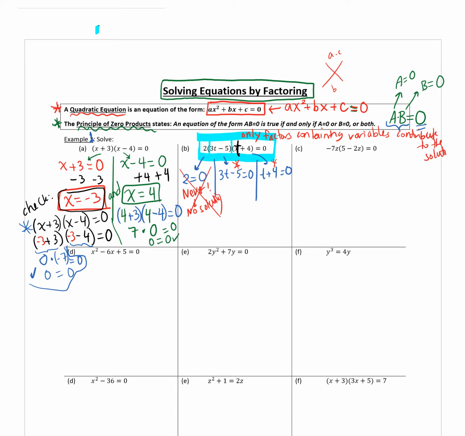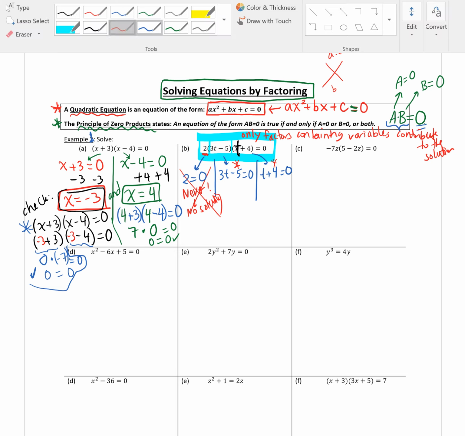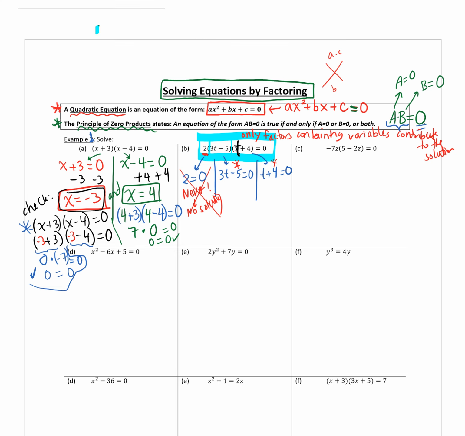Yeah, but any constant multiple or factor, like the 2 we have in the front, is not going to contribute to the solution. It's just kind of there, and it's not going to affect our solutions at all. So that one, I set it equal to 0 because that's what the principle of zero product said, but it's not really necessary. Now I'll just try to solve the middle one here.